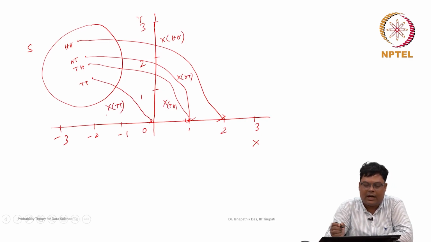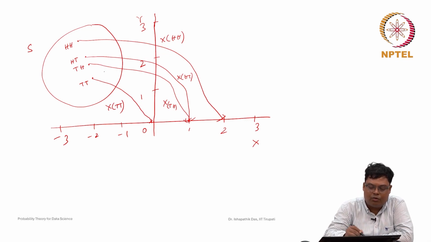Now, what about the random variable Y? For random variable Y, Y of TT is 2. So, this is going here, this is Y of TT, and both are going to 1 here on the y axis, this is 1, this is also 1.